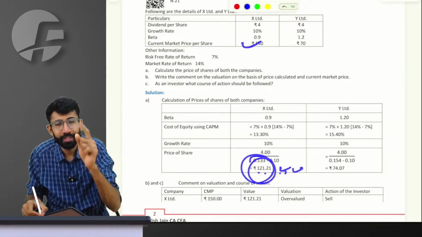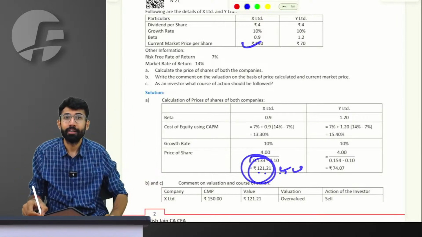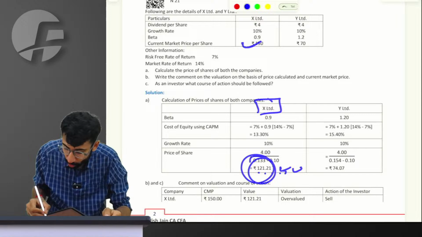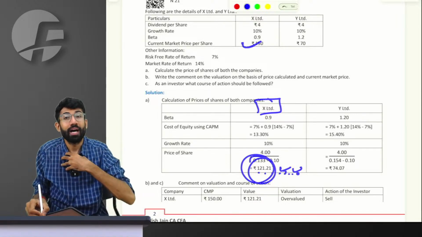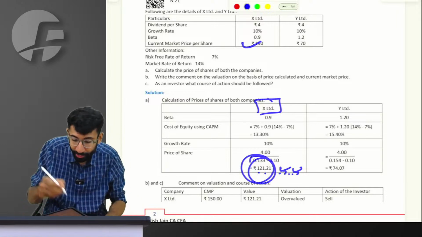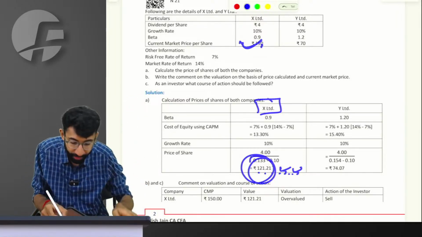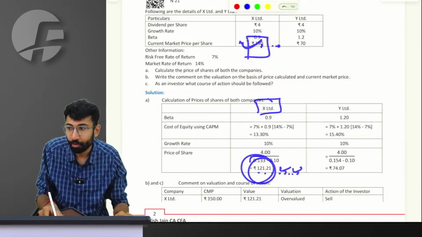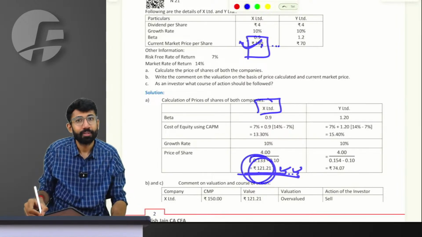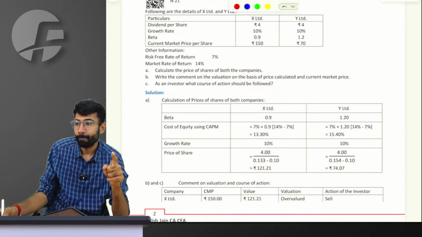Always remember, for the entire AFM, you comment on the price which is there in the market. Share X is not undervalued because what I calculate is what should be the price. The price should be 121. What is the price is 150. So comment on 150 and say if it is overvalued or not. Don't comment on 121 to say it is undervalued. Are you understanding? Basic things where a student can miss.